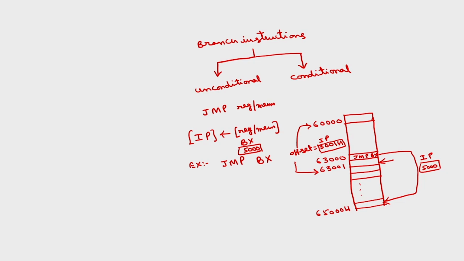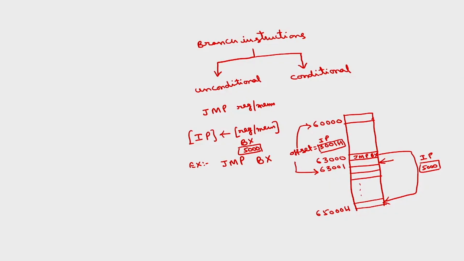And there are some conditional jumps. They will first check some condition. If the condition is satisfied, then only it will jump; otherwise it will simply neglect that jump instruction and go to the next instruction. We have different conditional instructions that we will discuss in the next lecture.